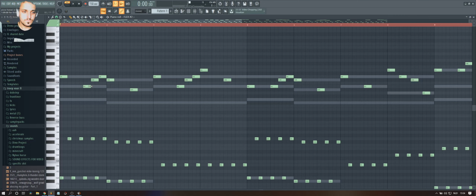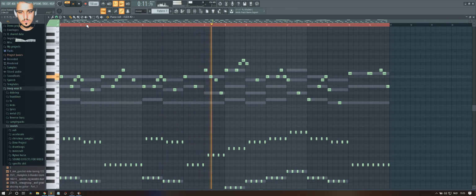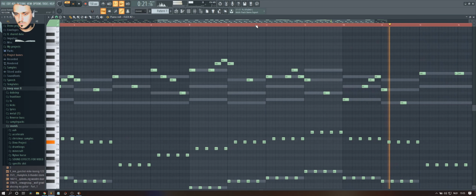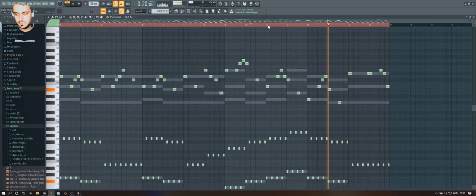So especially during the making process of the melody, don't even try to think about it, because it really doesn't matter. Okay, this sounds okay to me.